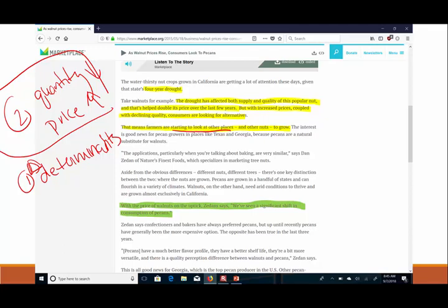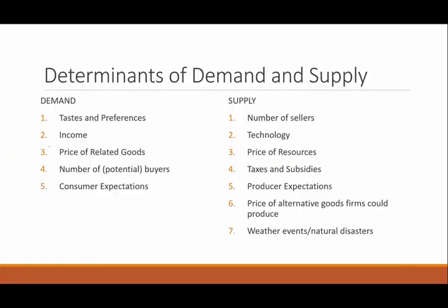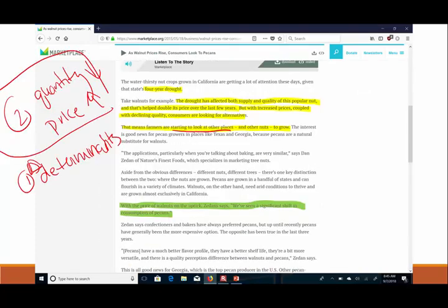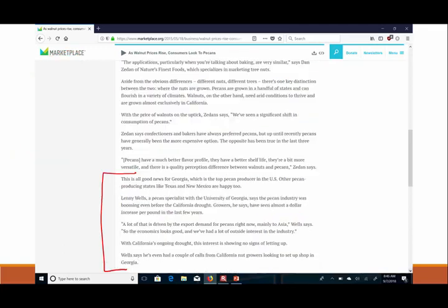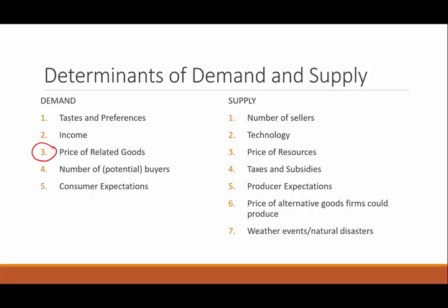So we know that the price of walnuts has increased and that we've seen a significant shift in the consumption of pecans. So we've definitely got price of related goods. We also know that the quality, because we were told that earlier in the article, is declining, and that could suggest that we're now going to prefer pecans because walnuts aren't tasting so good these days.